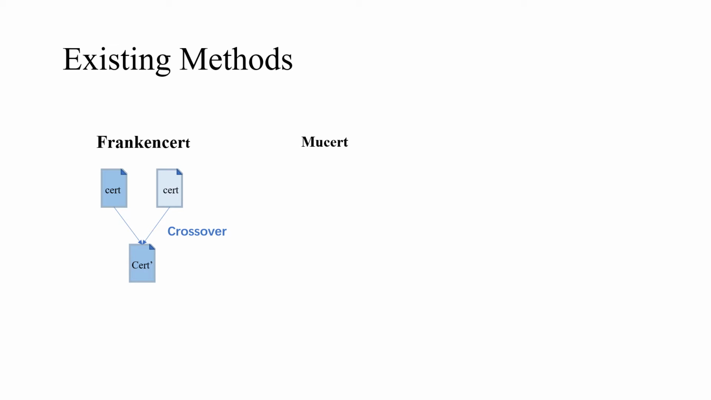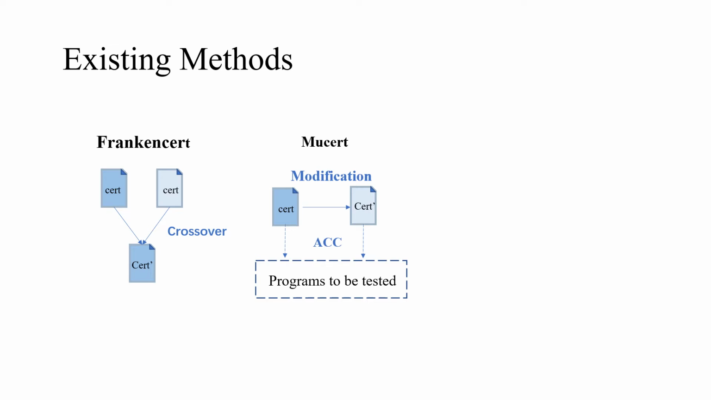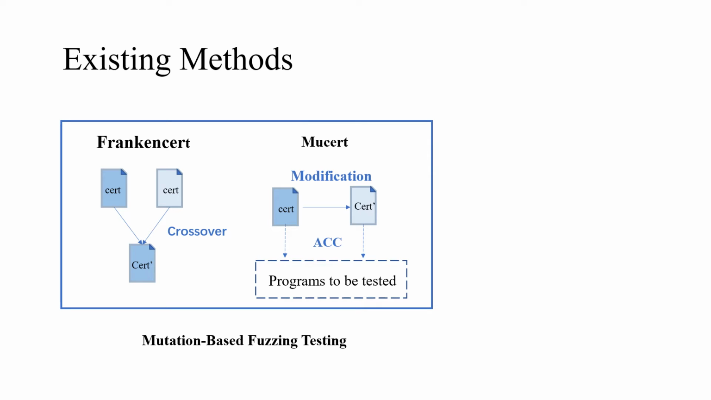One simple and mainstream method to test the certificate validation is mutation-based fuzzing test. Two state-of-the-art testing techniques are TransCert and MuCert. TransCert randomly crossovers two or more certificates, while MuCert randomly diversifies the test certificates in a test suite, using ACC, a cumulative code coverage, to approximate its diversity. The higher the ACC value, the more diverse a test suite.